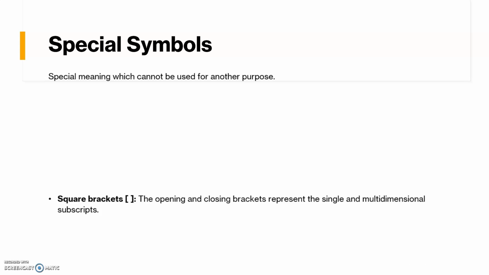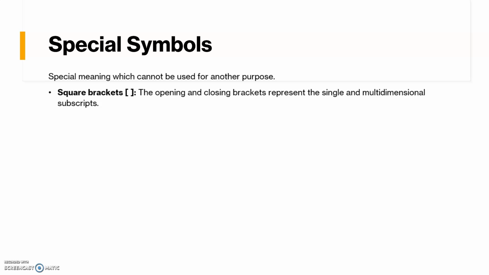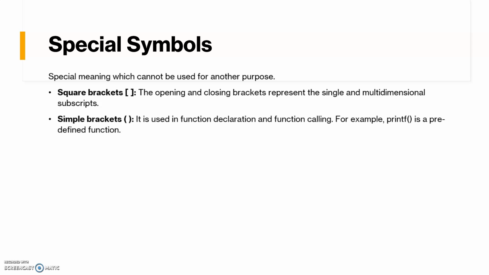The next type of token is special symbols. A special symbol is nothing but a symbol that has a special meaning, and it should not be used for any other purpose. The first type of special symbol is square brackets. Normally these are used for the arrays concept only, which represents single or multiple dimensional subscripts.